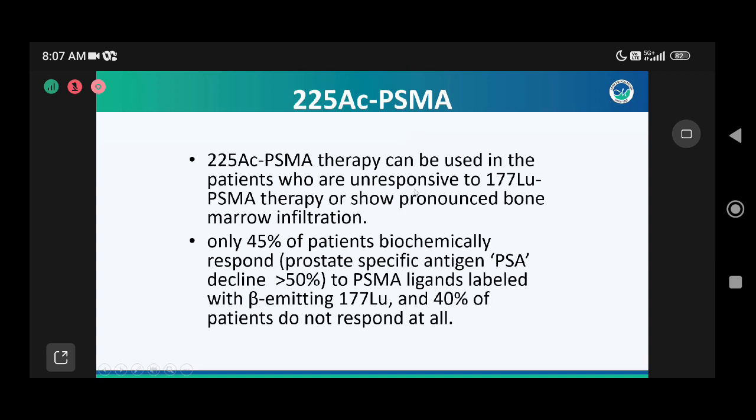So actinium PSMA can be used in patients who have already received lutetium PSMA therapy and proved unresponsive to it. As I told you, with beta-emitting lutetium PSMA, only 45-50% of patients biochemically respond to PSMA ligands, whereas with actinium it is around 20% more.